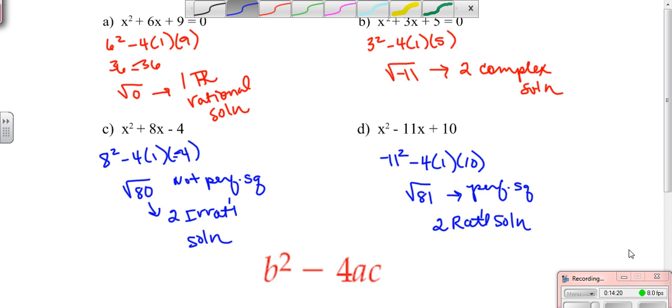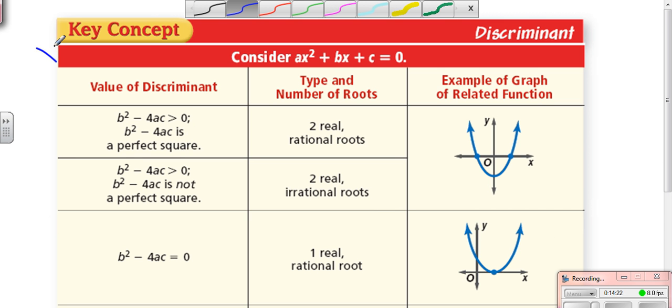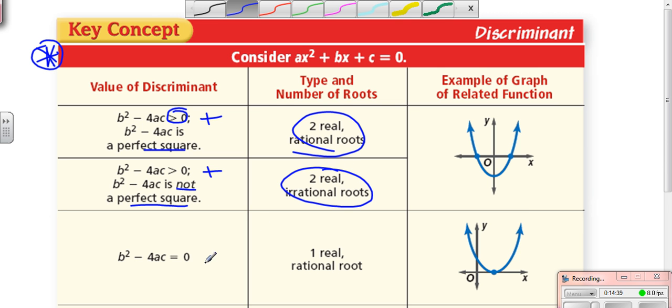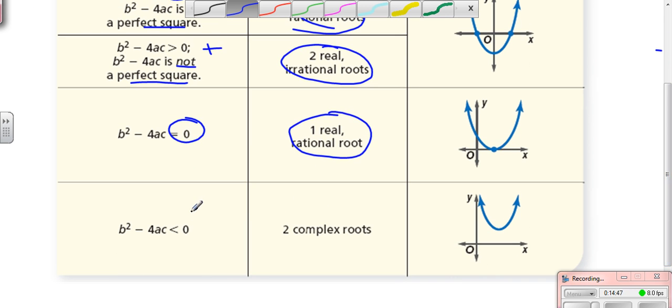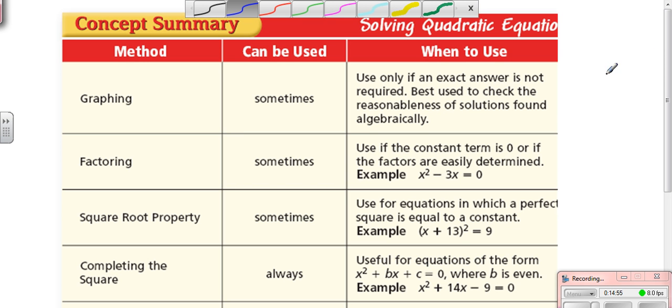So if we go back to the summary table, the discriminant, if it is positive, greater than 0, and a perfect square, two real rational roots. If it is positive, not a perfect square, two real irrational. If it equals 0, one real rational. If it is negative, two complex roots. And this last table is a summary of the whole course.